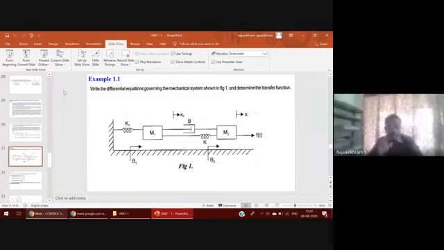The question is, write the differential equation governing the mechanical system and determine the transfer function. So what is the transfer function? What is the output of the system and what is the input of the system? M represents mass, the weight, the moving object. K represents the spring to represent the elasticity, and B represents the dashpot to represent the friction.